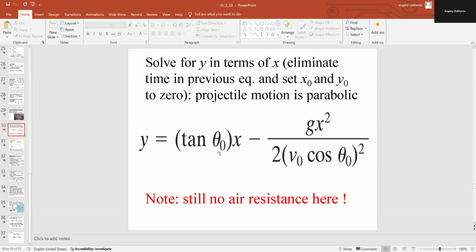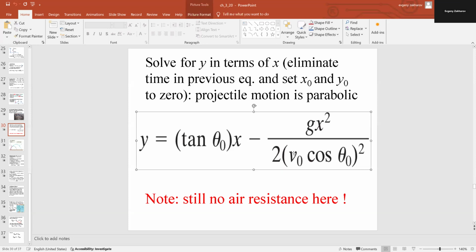So what do we see? We see a classic quadratic equation, ax squared plus bx plus c equals 0. And y is, of course, not necessarily 0. It can be any other number. The tangent is just a constant. This would be your coefficient b, bx, right? And this negative g over 2 v sub 0 cosine squared, this is still a constant. This is just a number. So this is your a coefficient. So it's negative ax squared plus bx.